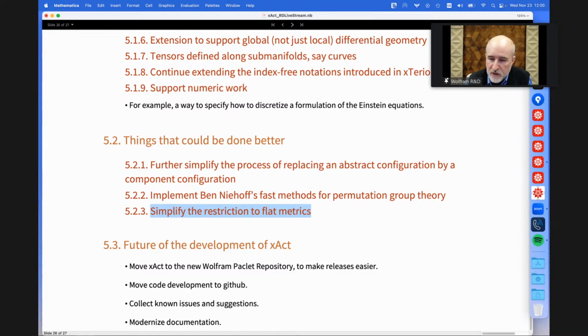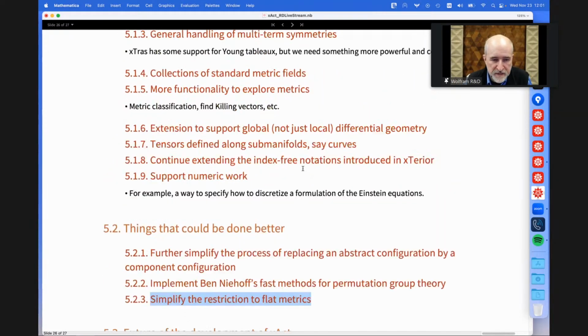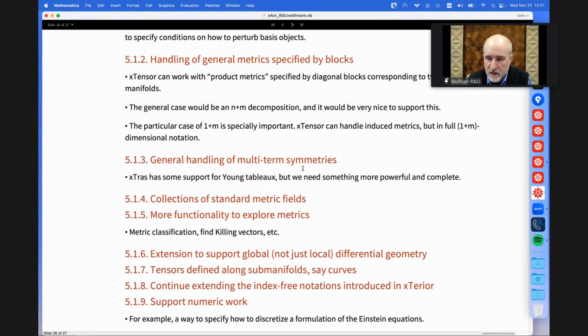And another thing that would be good to do eventually, but it takes quite a lot of work, is to modernize the documentation. The documentation has the appearance of documentation of version 5, and so it's quite old. It would be good to change it to more modern looking documentation. Okay, so these are things I know have been pointed out multiple times.